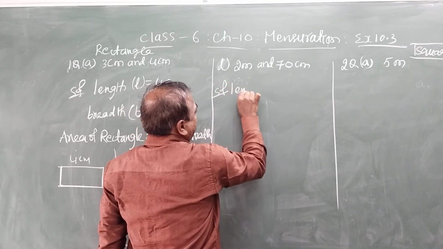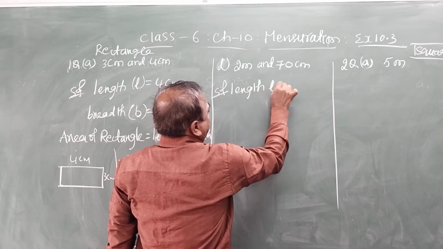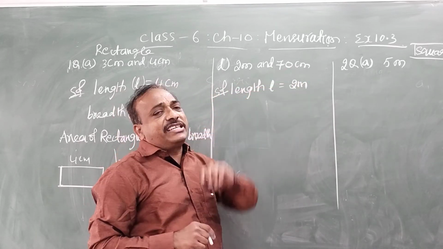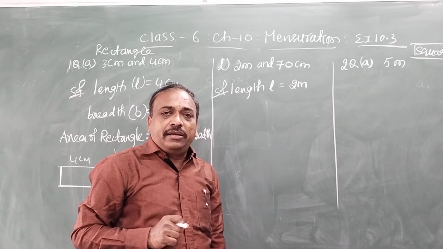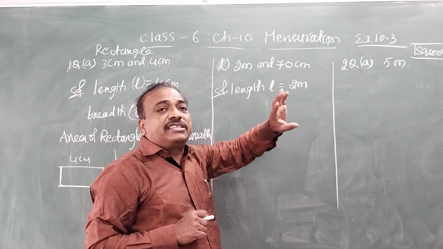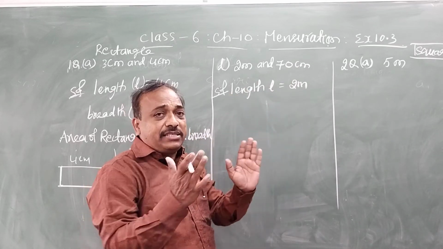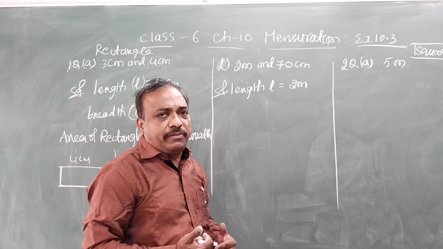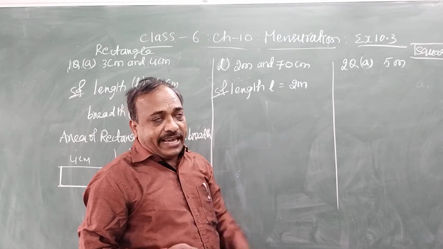Length L is equal to 2 meters. You see here, one is in meters, one is in centimeters. Which one is the bigger quantity? Yes, meter is the bigger quantity, and centimeter is smaller. Convert bigger to smaller, because when we do any calculation or operation, we need to convert the units to be the same.